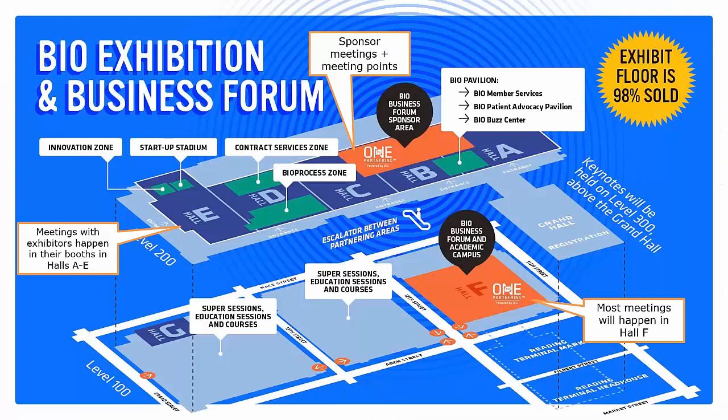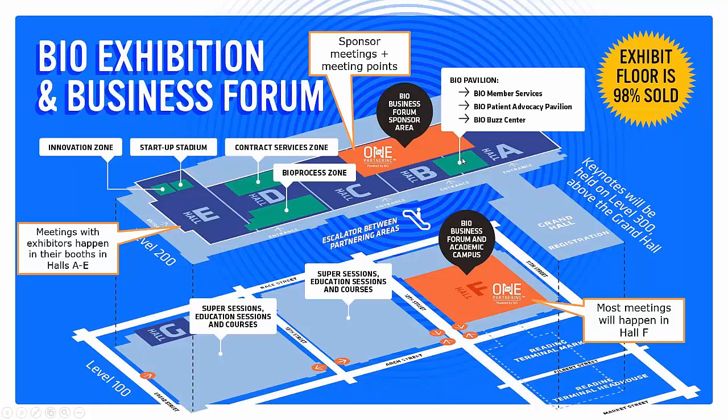Now, this is a quick review of the floor plan at the Philadelphia Convention Center for BIO 2019. Couple of quick areas here, especially relevant for partnering. Downstairs on level 100 is Hall F, which is the core business forum. So most of your meetings are probably going to be taking place in Hall F. Our great academic campus is also down here as well. So again, that's on level 100 on the first level.